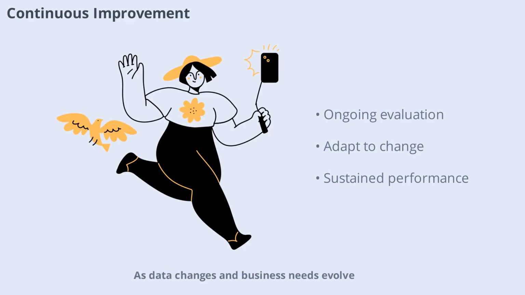As data changes and business needs evolve, regularly revisiting your metrics ensures ongoing relevance and performance. Continuous improvement, guided by robust evaluation, keeps your models effective and aligned with organizational goals.